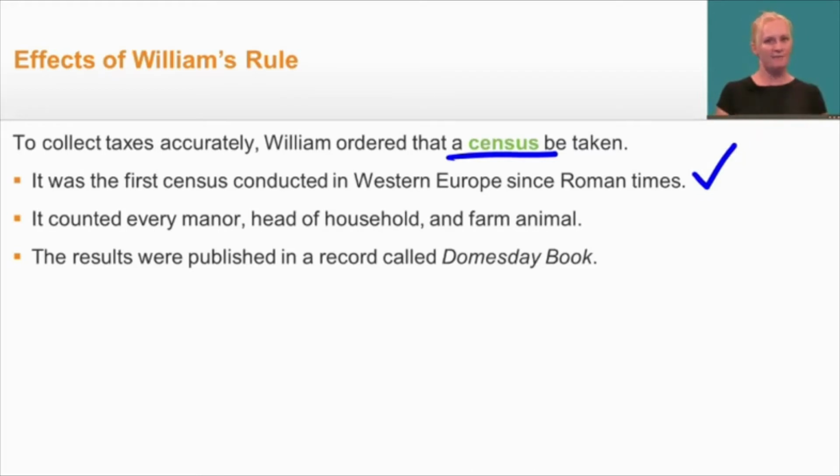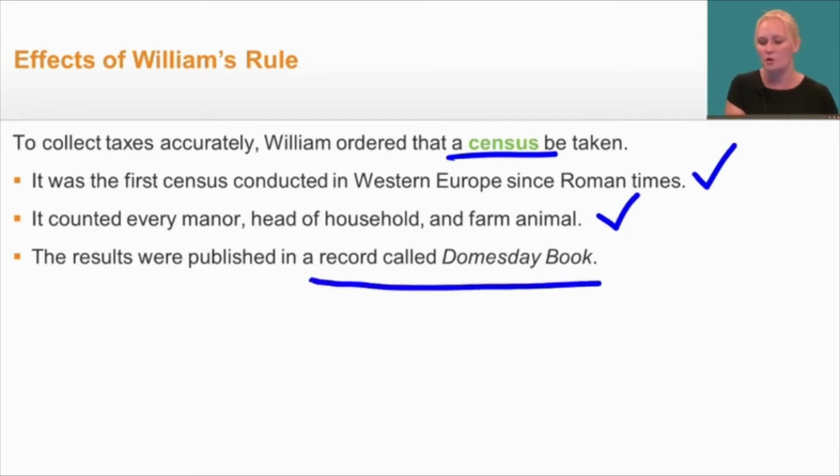It counted every manor. Remember, we did the pyramid that showed the manor system. It counted the heads of household and the farm animals. William was much more concerned with the wealth that was in the area. He wanted to know how much those sheriffs could collect in those taxes and bring back to him. He didn't count women or children. He wanted to count the heads of household and know how much wealth was in his kingdom so that he knew how much he could collect upon for himself. The results were published in a book or a record called the Domesday Book.